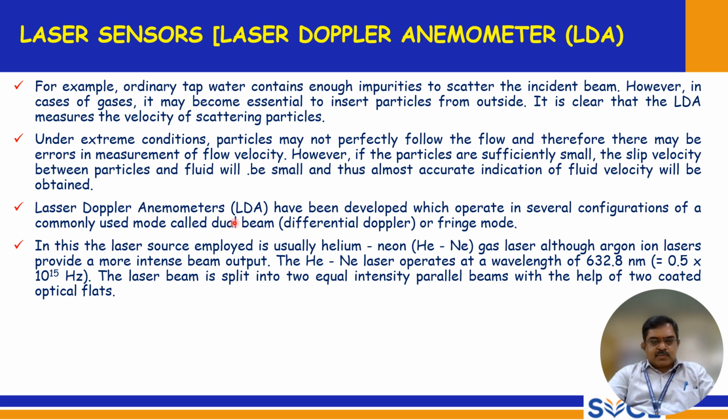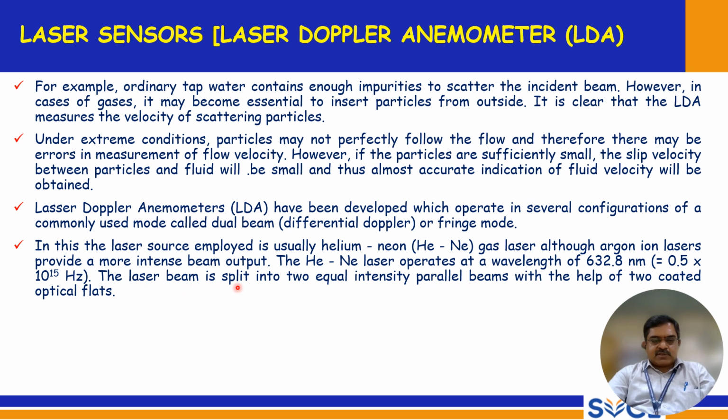Laser Doppler anemometers have been developed which operate in several configurations of a commonly used mode called dual beam, that is known as differential Doppler, or fringe mode. In this, the laser source employed is usually a helium neon gas laser, although argon ion lasers provide a more intense beam output. The helium neon laser operates at a wavelength of 632.8 nanometers.